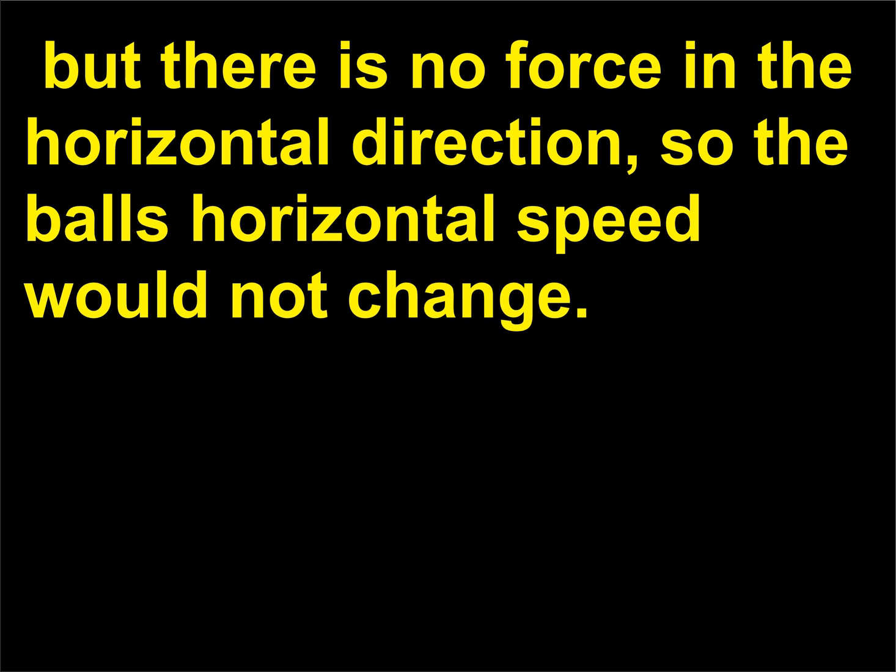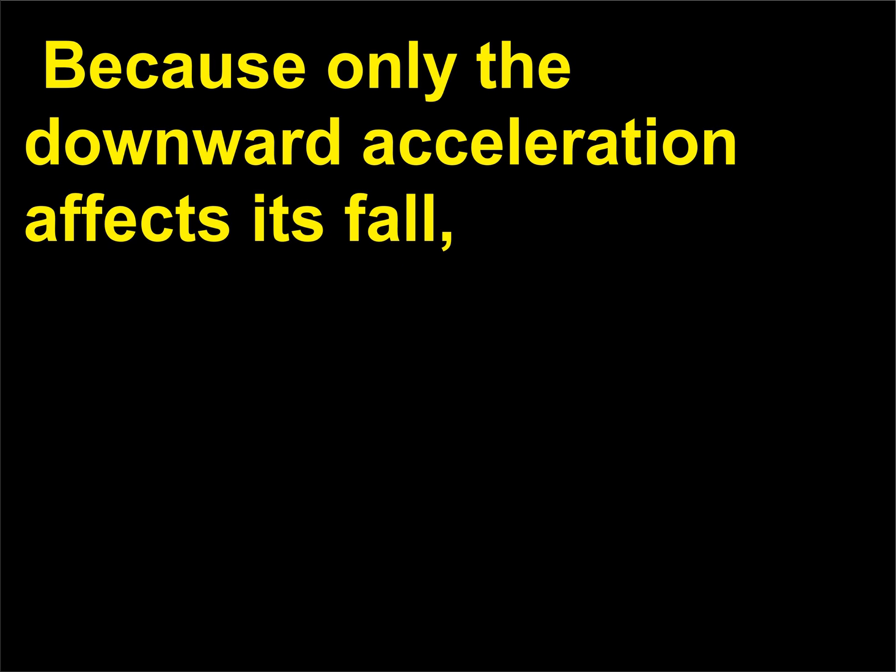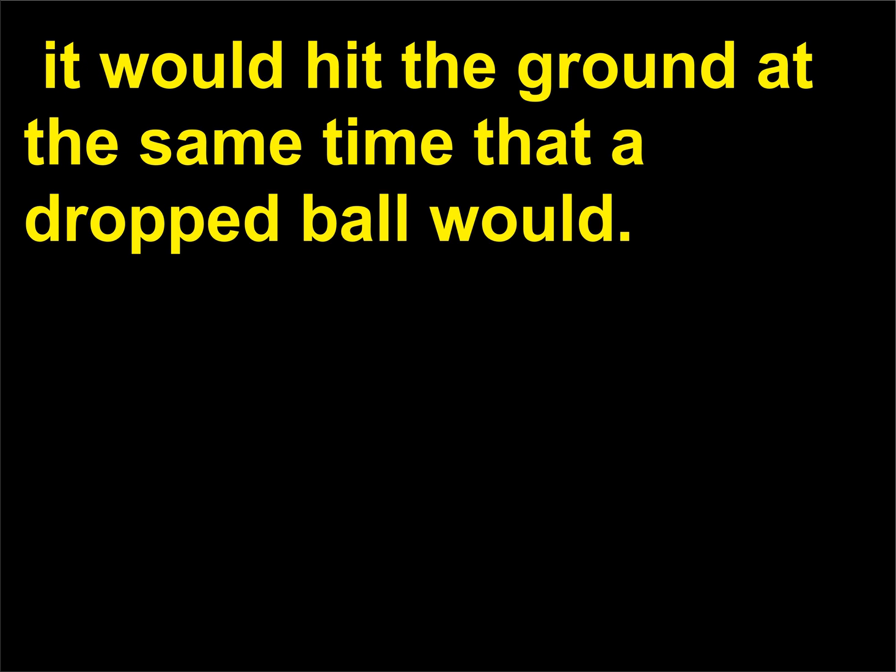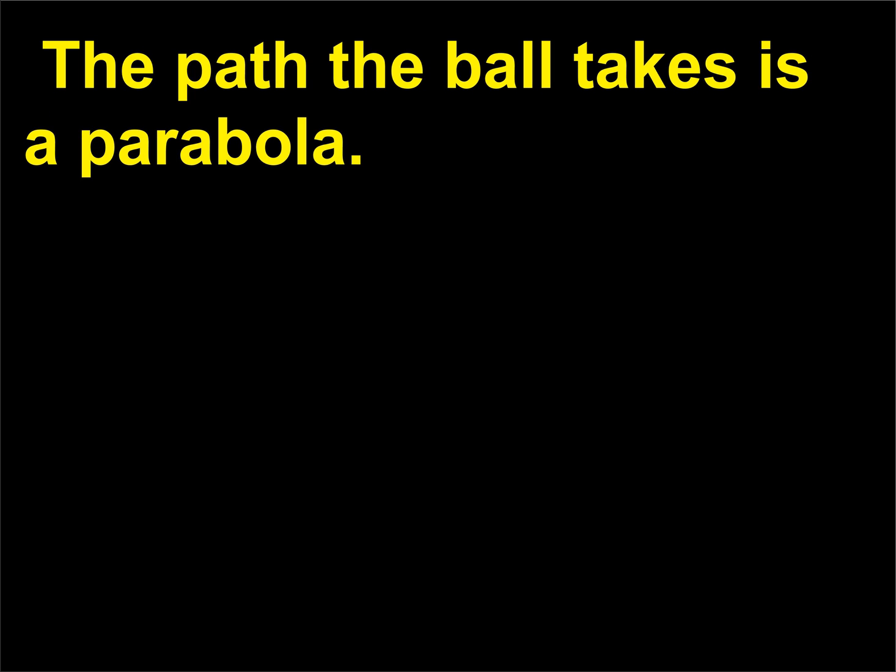But there is no force in the horizontal direction, so the ball's horizontal speed would not change. Because only the downward acceleration affects its fall, it would hit the ground at the same time that a dropped ball would. The path the ball takes is a parabola.